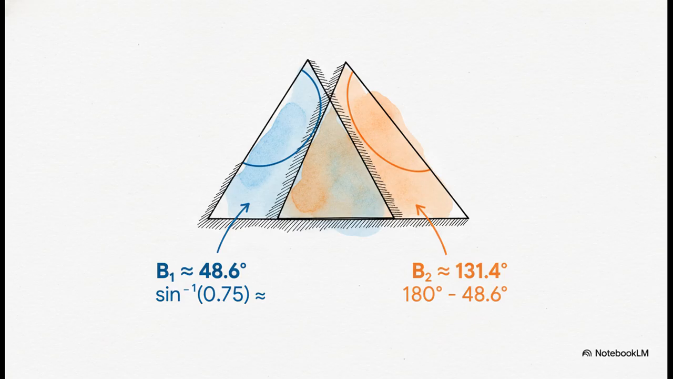So let's find our two different versions of angle B. The first one, B1, is just the inverse sine of 0.75, which gives us about 48.6 degrees. Now for the second one, B2, we use our special formula, 180 minus that first angle. So 180 minus 48.6 gives us 131.4 degrees. Two possible angles for B.